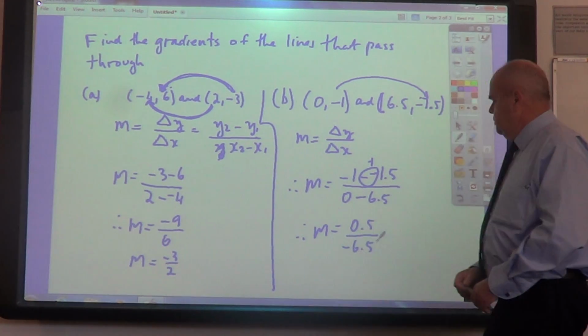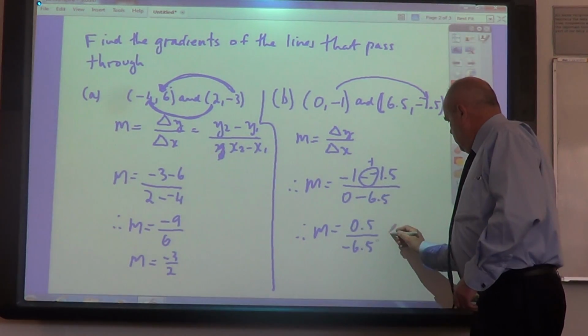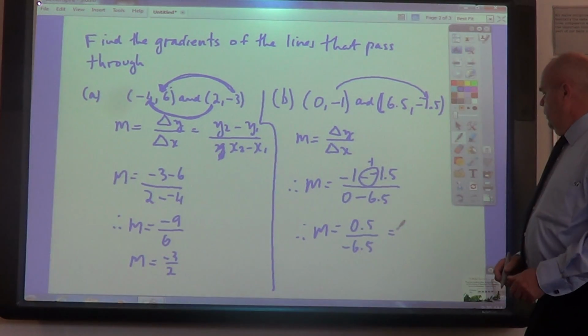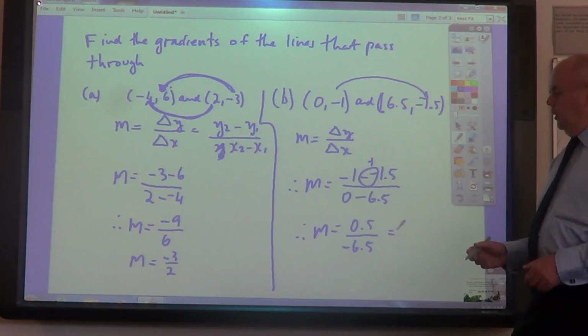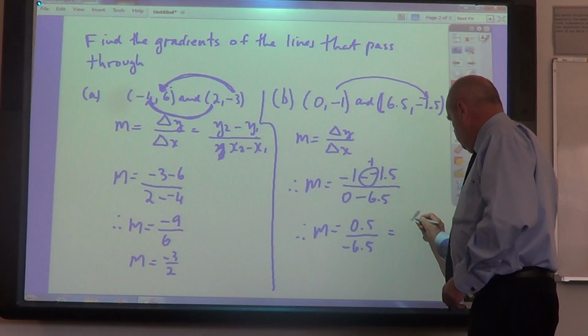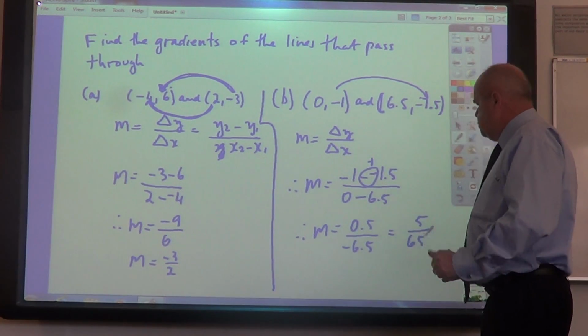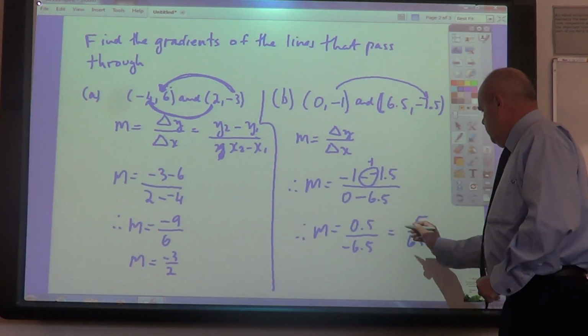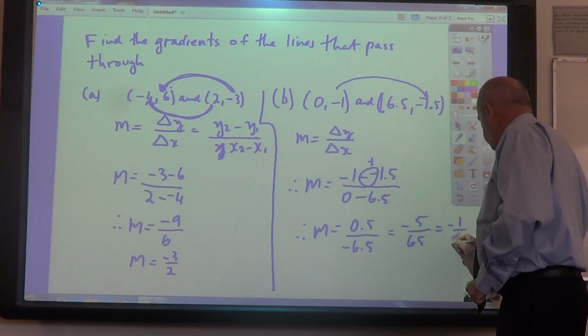Now that's a fairly unsatisfactory way of presenting a fraction. To put it in an acceptable fashion, I can simply multiply top and bottom by 10, getting rid of the decimal places. So that's going to equal 5 over 65. But of course that can be simplified too, and it's negative, equals negative 1 on 13.